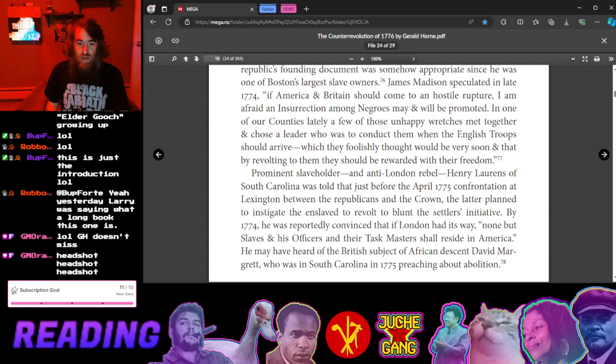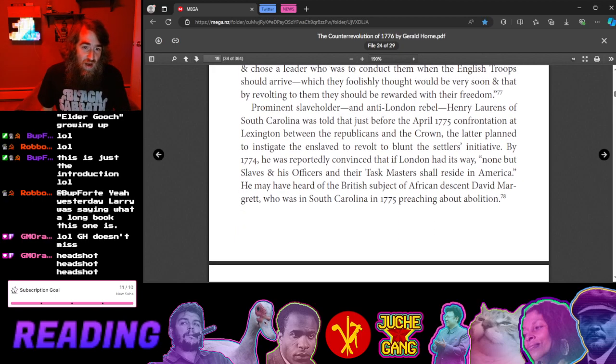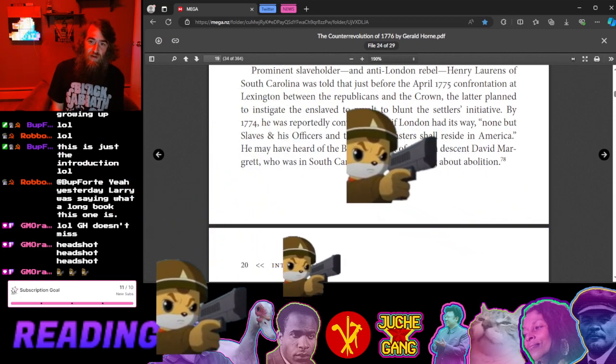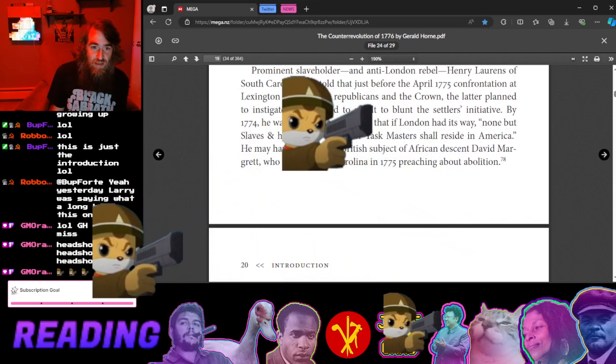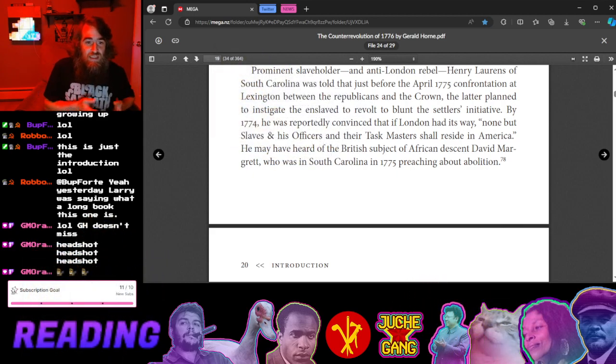Prominent slaveholder and anti-London rebel Henry Laurens of South Carolina was told that just before the April 1775 confrontation at Lexington between the Republicans and the Crown, the latter planned to instigate the enslaved to revolt, to blunt the settlers' initiative. By 1776, he was reportedly convinced that if London had its way, "none but slaves and his officers and their taskmasters shall reside in America."